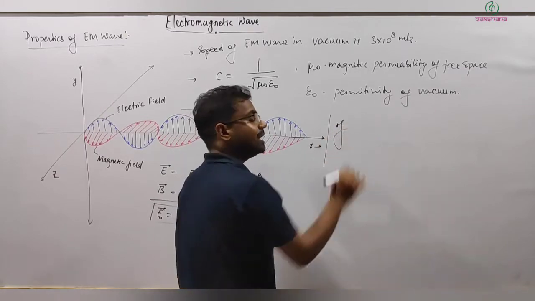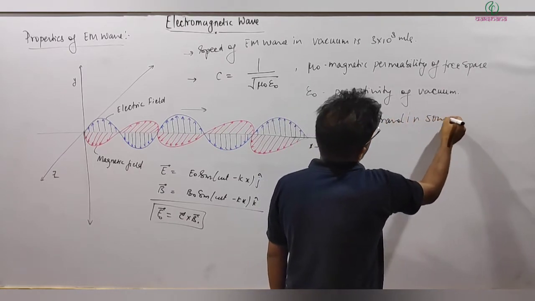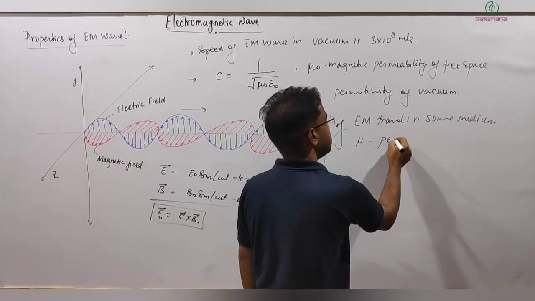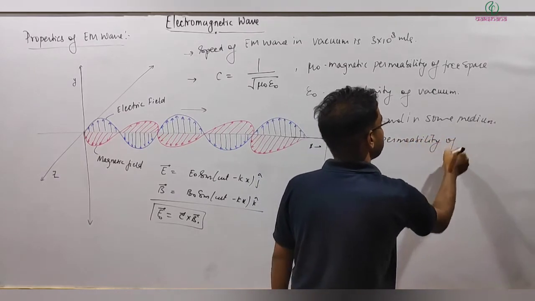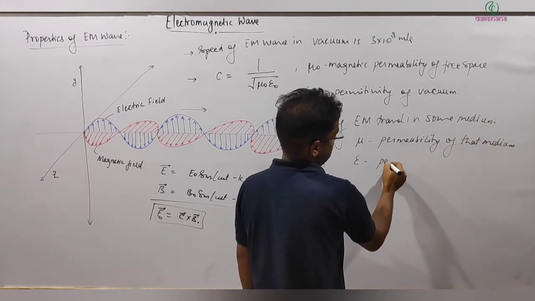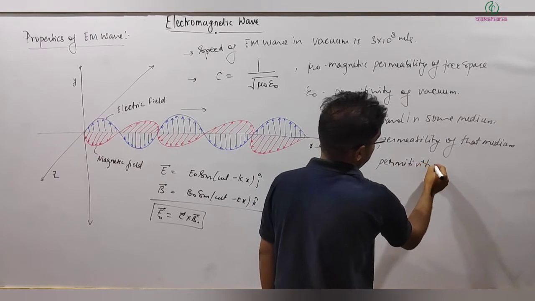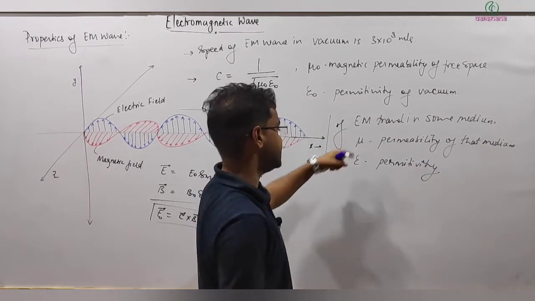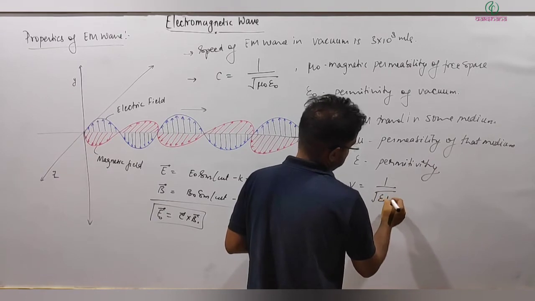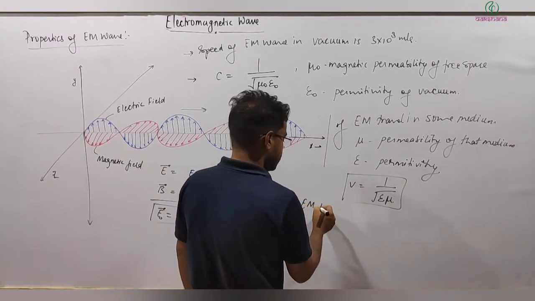If EM wave travels in some medium, say mu is the permeability of that medium and epsilon is the permittivity, then the speed of electromagnetic wave in this particular medium, V, is related in this manner, 1 over the square root of epsilon into mu, right? And EM waves are transverse in nature.